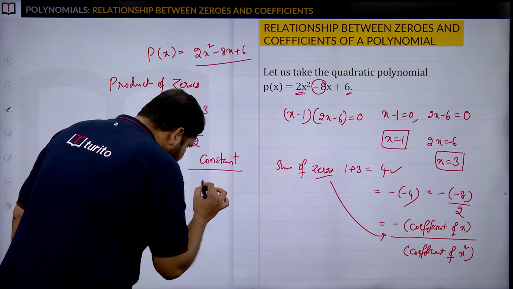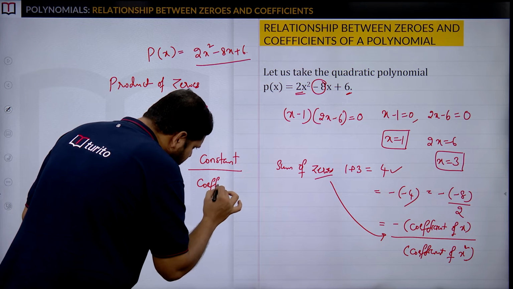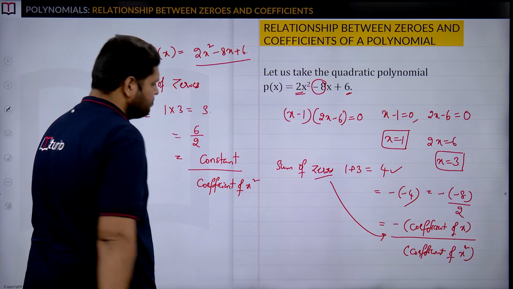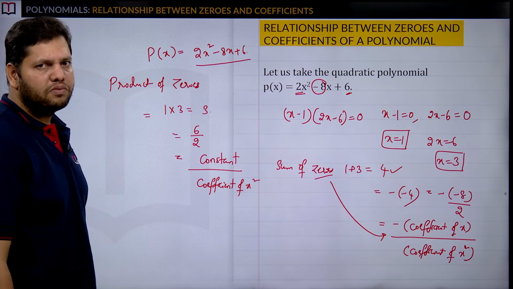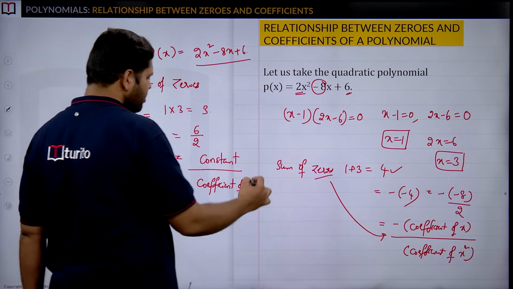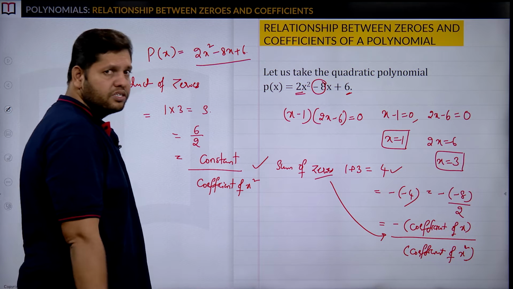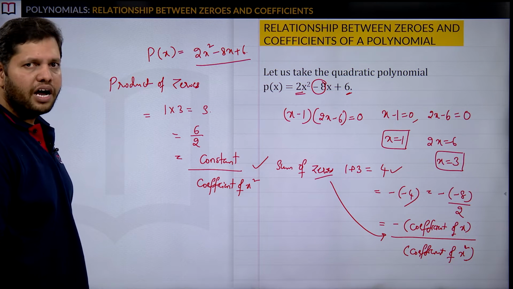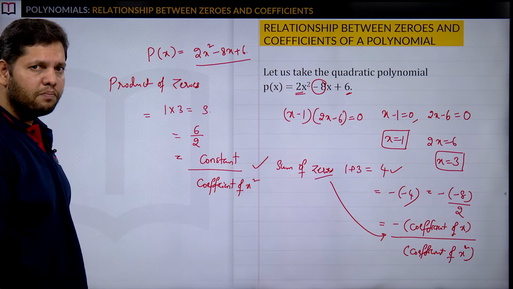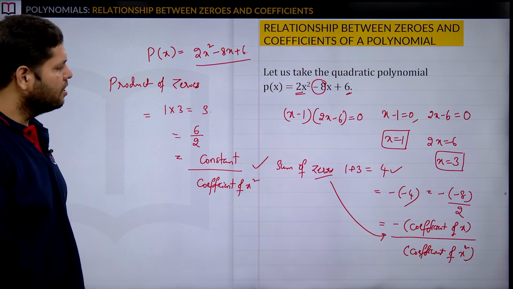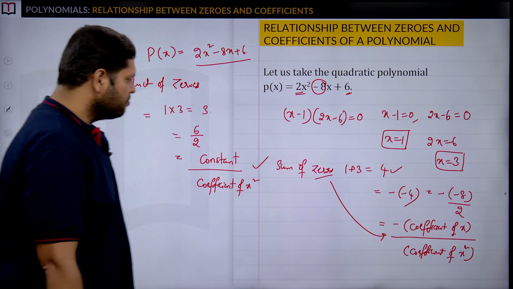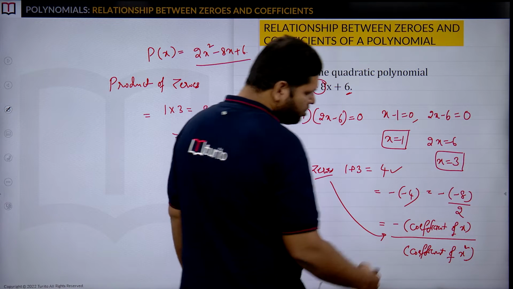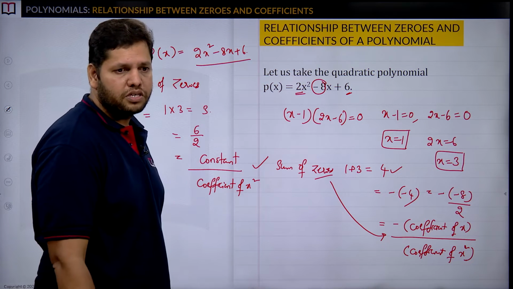Coefficient of x square. So this is a coefficient of x square. So the product of the zeros we can write as constant by coefficient of x square. So that is a relationship between the product of the zeros and coefficients of the given polynomial expression. Clear, children? Sum of the zeros we got actually the negative of coefficient of x by coefficient of x square. That is the sum of the zeros.